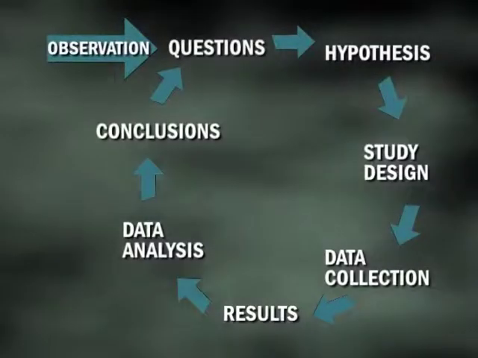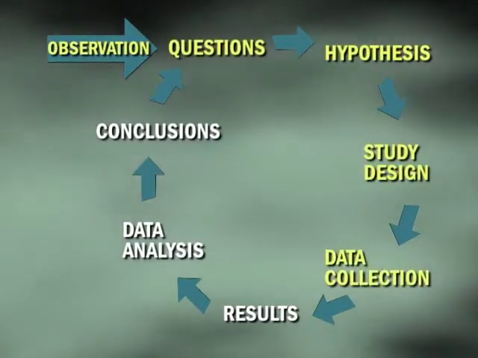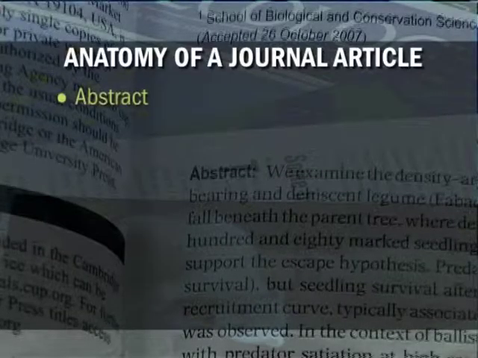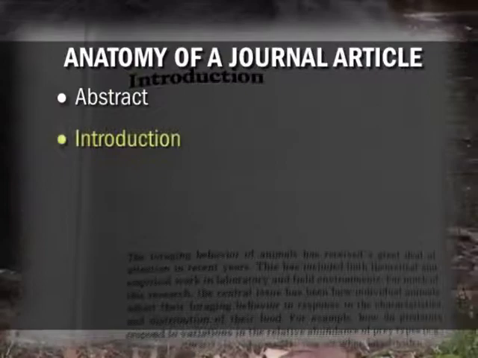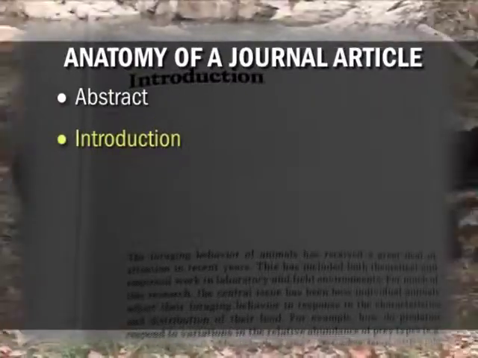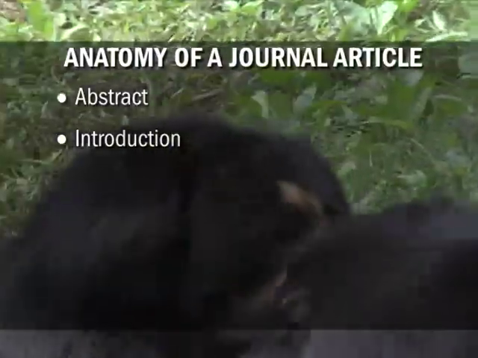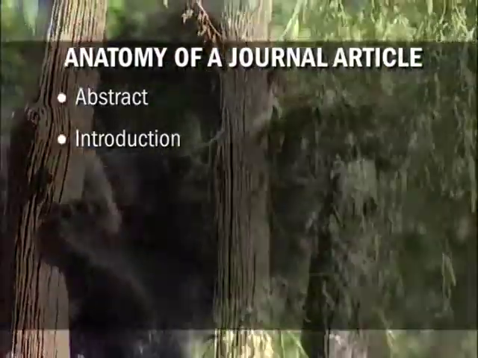A scientific journal article usually has 6 sections, each corresponding approximately to a step in the scientific process. The abstract summarizes the hypothesis being tested and the results of the study. The introduction gives background information and explains why the research question is of interest. As you read, ask yourself if the introduction is clearly written. Does it state the objective and the hypothesis?